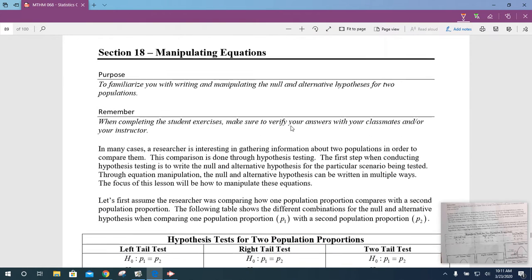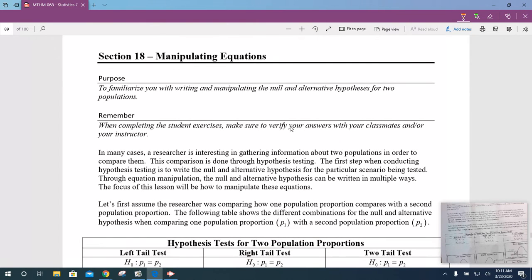We are on section 18, manipulating equations. In the last section, what we looked at was how to decide which utilization we were going to use, whether it was a confidence interval or an actual test for hypothesis. And in section 18, we're going to cover that a little bit more.